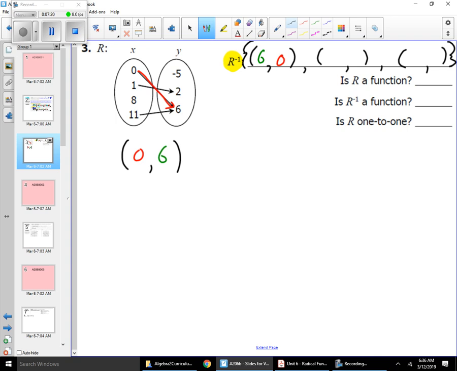All right, so we had 6, 0. That takes care of the first one. We used to have the point 1, 2. So now that's going to become 2, 1. And last but not least, we used to have the point 11, 6. That is going to become 6, 11.